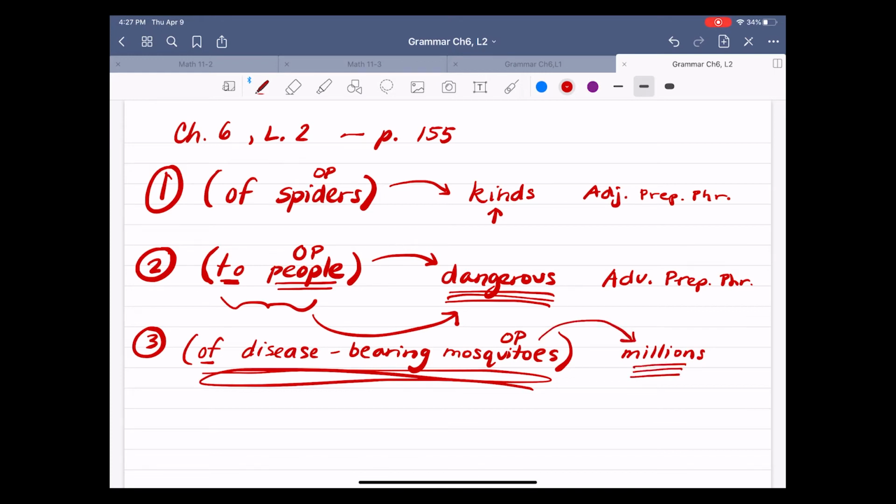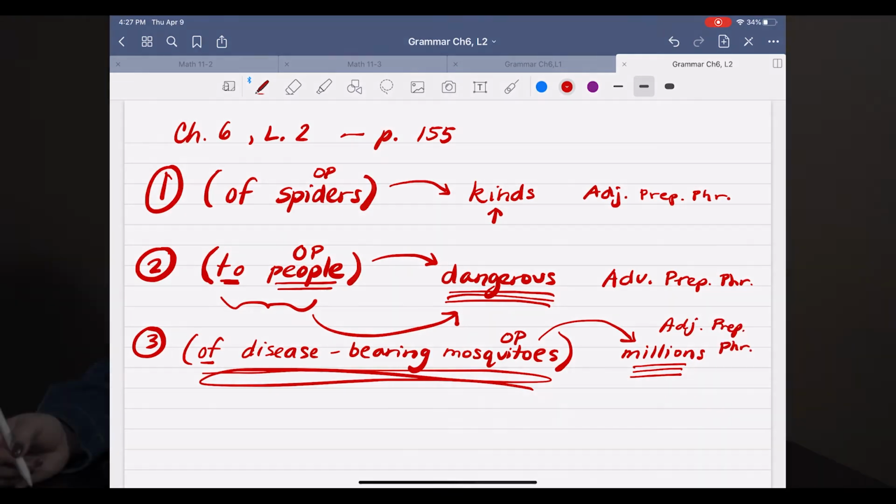Millions is a noun. What modifies a noun? An adjective. So in this case, we have an adjective prepositional phrase. All right, I would like you to pause the video and give a try to numbers 4 and 5. And then after you've completed what you think the answers are for 4 and 5, turn the video back on.